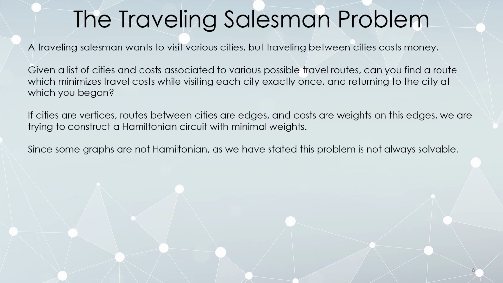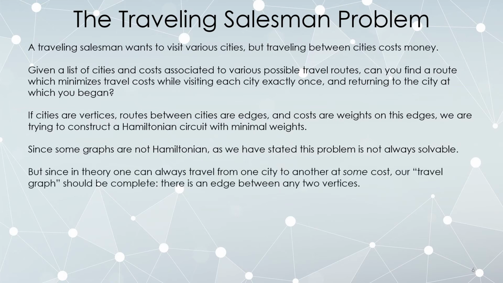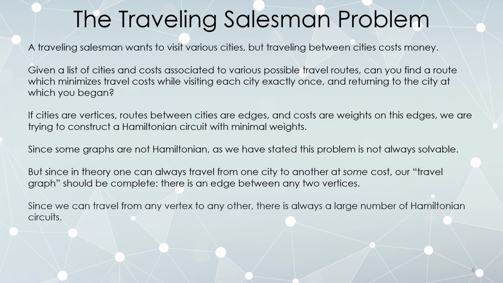Some graphs, however, are not Hamiltonian. So this problem might not have a solution. But in theory, one can travel from one city to another at some cost. So even though there are ways to construct graphs that are not Hamiltonian, in this problem we'd actually be dealing with a complete graph. Any two cities, it's possible to go directly from one to the other, even if it's ridiculously expensive. So you can always think of there being an edge between any two cities that you need to visit. It might just have a very high cost on it.